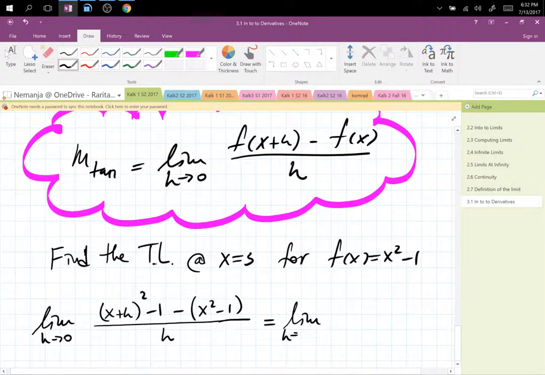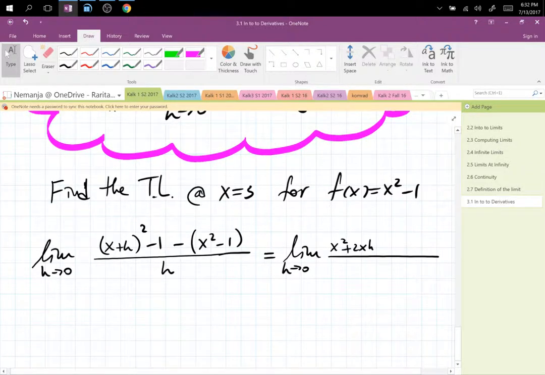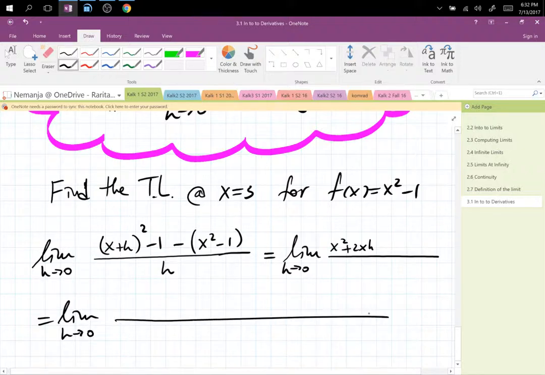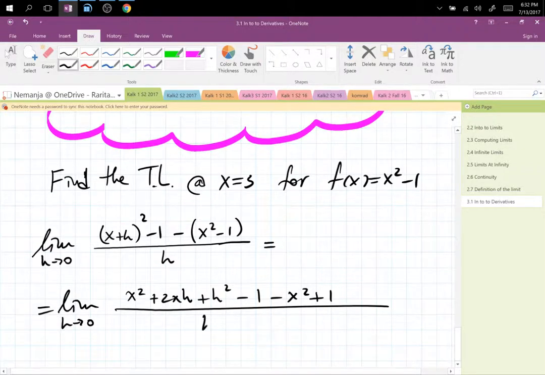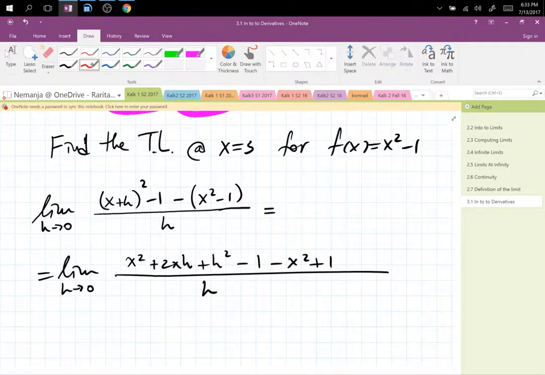So limit as h goes to 0 of x squared plus 2x, it's not going to fit there. x squared plus 2xh plus h squared minus 1 minus x squared and then plus 1, divided by h. And you see that x squared dies and the 1 dies.